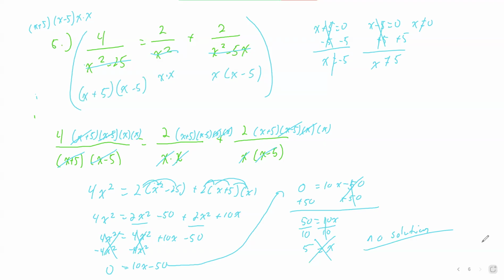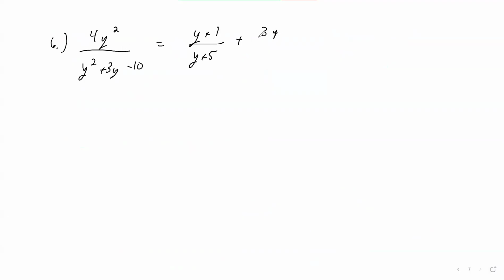All right, let's do another one. Make sure you have plenty of examples. Looking at number 6, we have 4y squared over y squared plus 3y minus 10 equals y plus 1 over y plus 5 plus 3y over y minus 2.